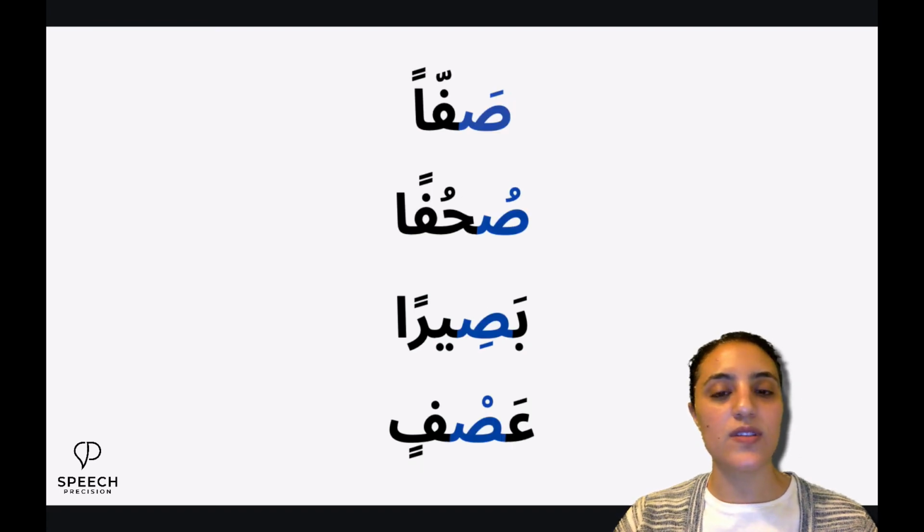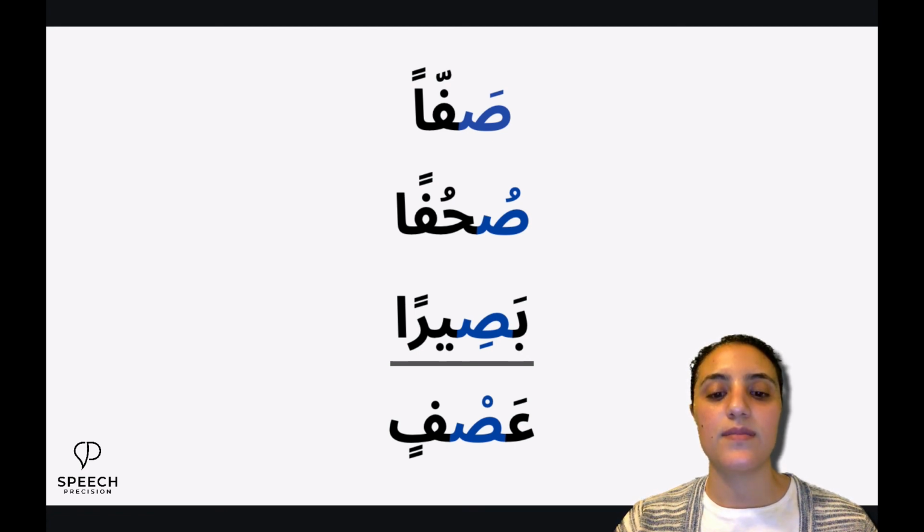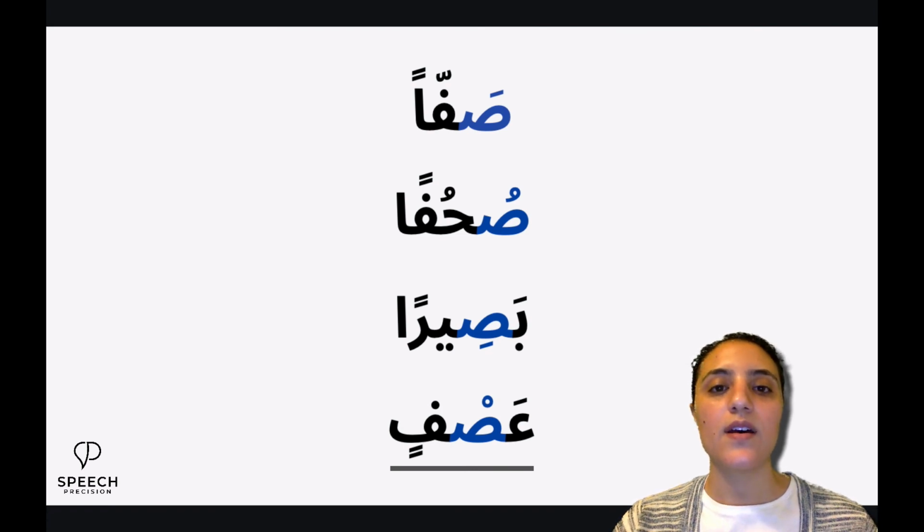Now let's do some words that have a Saad in them. صفا صفا صحفا صحفا بصيرا بصيرا عصف عصف.